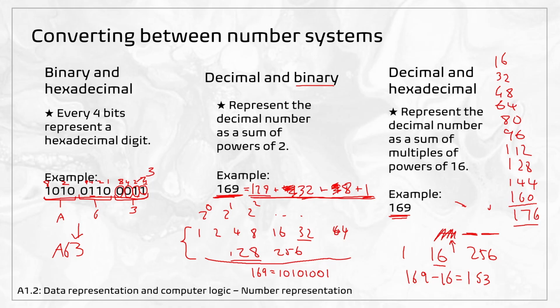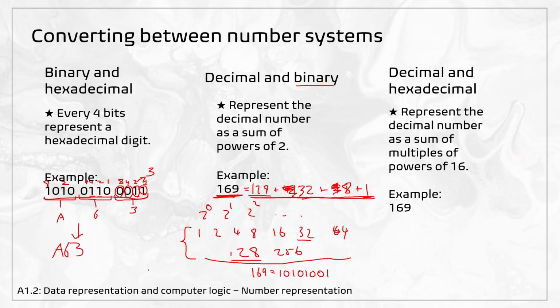What is 160 in terms of 16 times some other number? That's just going to be 16 times 10, right? So we need to have 10 16s in order to represent this number. So here we can represent this as 160 plus 9. Actually, let's do that again. We started too much.